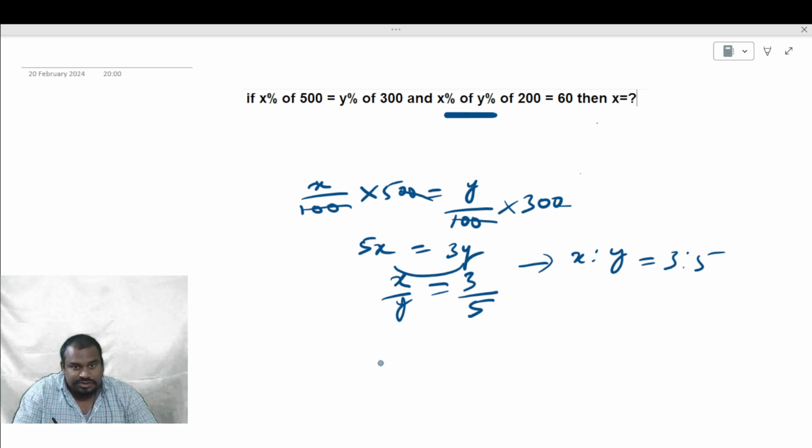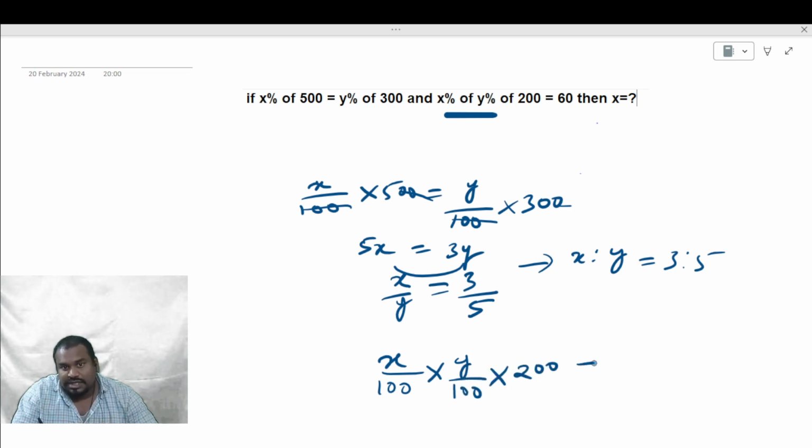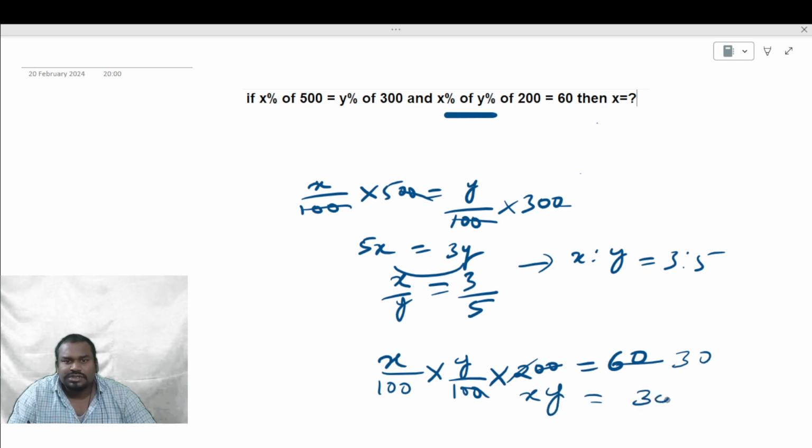So now I'll use the second equation, that is x% of y%. x% is nothing but x by 100. Of is nothing but into. y% is nothing but y by 100 into 200 equals 60. These two zeros cancel, and 2 threes are 6, then x into y is equal to 3000.